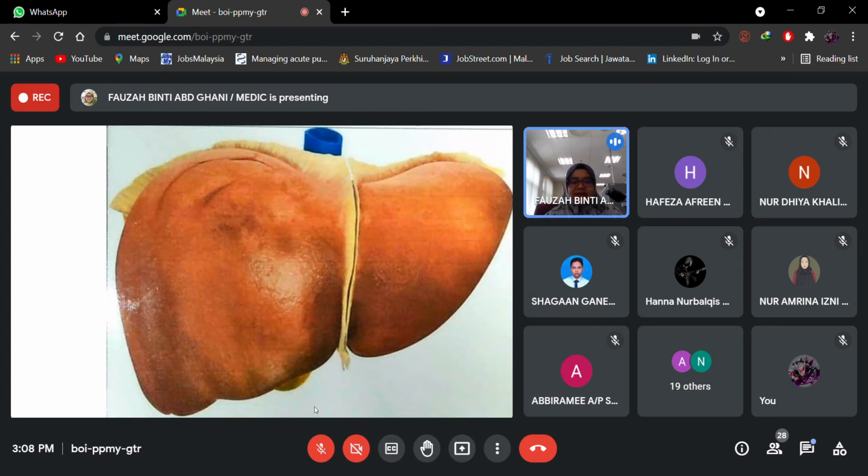Just to remind ourselves how a normal liver looks like, can someone very quickly tell us about the normal anatomy of the liver based on this picture?